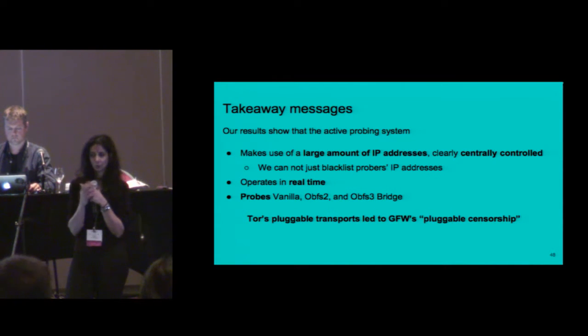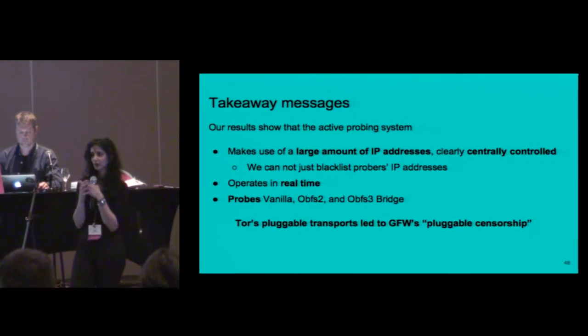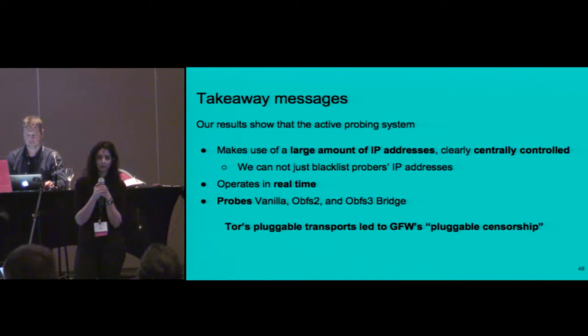This research was quite interesting. It shed light on many things about the Great Firewall of China. For example, we found out that they have upped their game in blocking Tor. They have a large number of IP addresses that they use to actively probe, so thinking about blacklisting active probers' IPs is meaningless. And more importantly, we found out that Tor pluggable transports led the Great Firewall to have their own pluggable censorship.